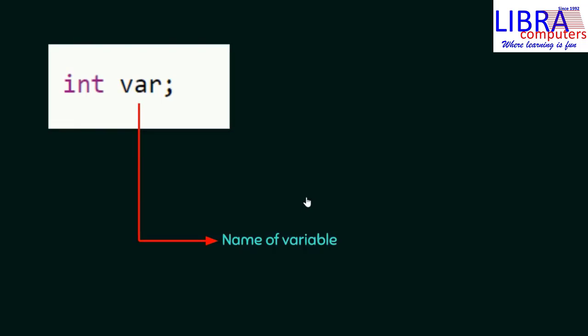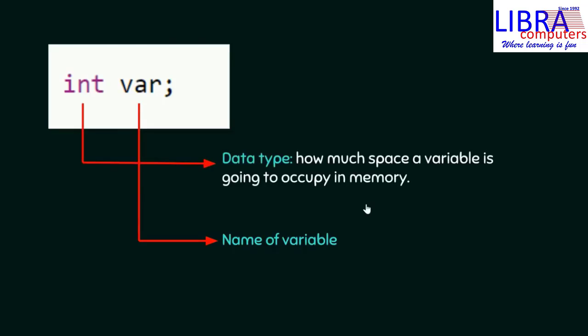Here, the name of the variable is var, and it has integer data type. Data type simply means how much space a variable is going to occupy in a memory. Therefore, by writing int var, you are declaring a variable.